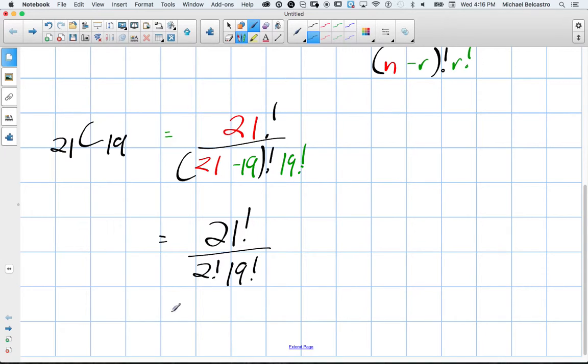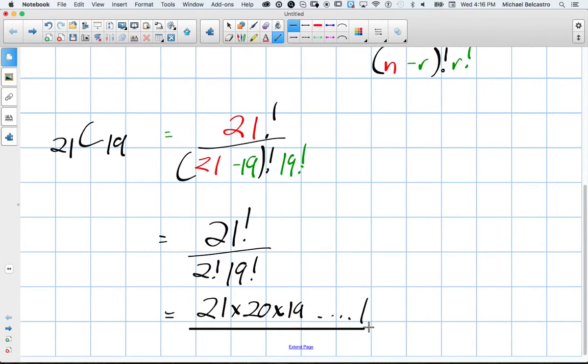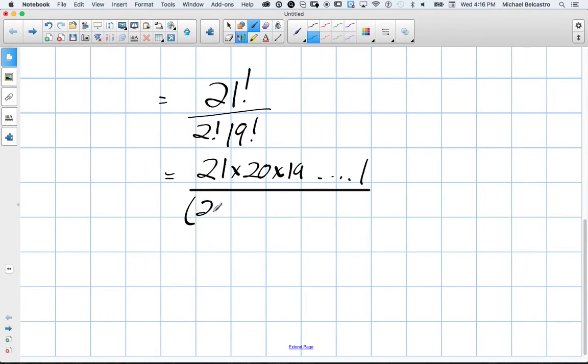So we kind of need to evaluate each of these numbers. We're clearly not going to do this by hand. The factorial really reads as 21 times 20 times 19, all the way down to the value of 1. And then on the bottom we have a pretty similar setup. 2 factorial is really easy because it's 2 times 1. 19 factorial is 19, 18, 17, all the way down to 1 again. So that's also going to be a really large number.